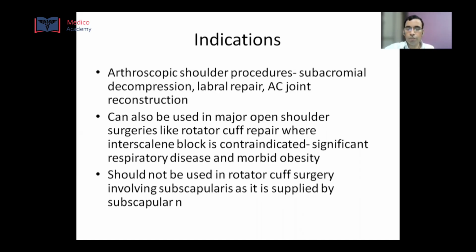This block, the phrenic nerve sparing shoulder block, should not be used in rotator cuff surgeries involving the subscapularis muscle, as the subscapularis muscle is supplied by the subscapular nerve and not by the suprascapular and the axillary nerve.